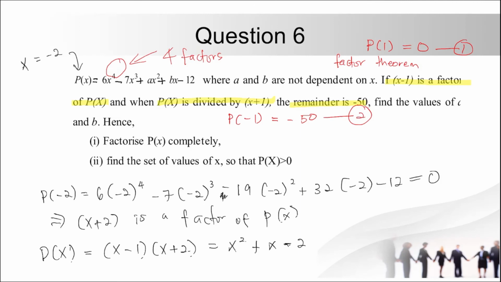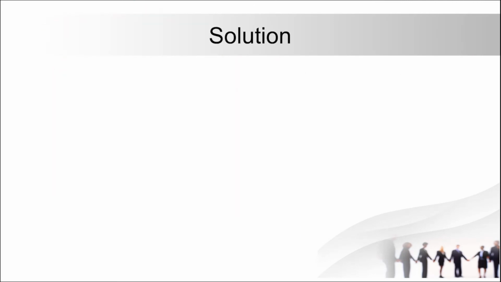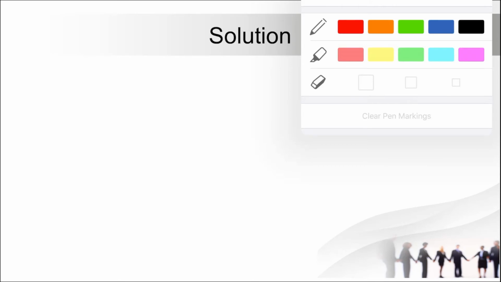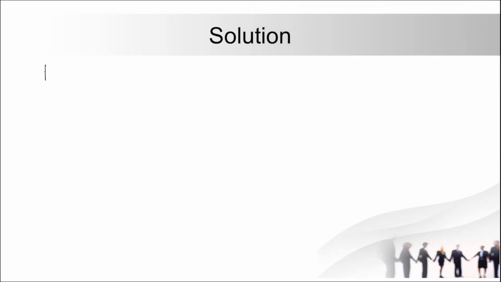Okay, so let's continue with the next question. Find the set of values of x so that p(x) greater than 0. So I'm going to write my p(x). p(x) equals x minus 1, x plus 2, 3x minus 2 and 2x minus 3 greater than 0.